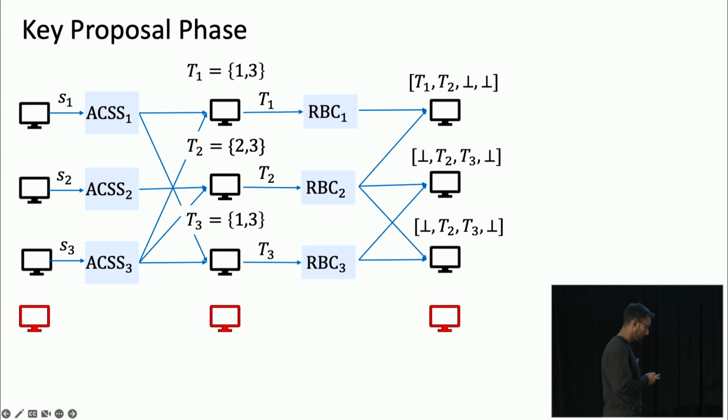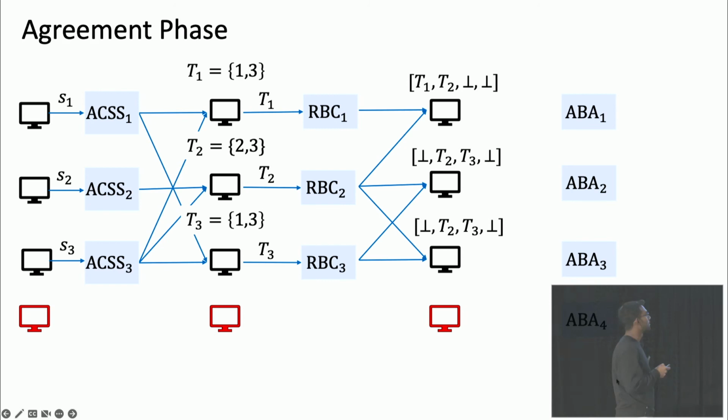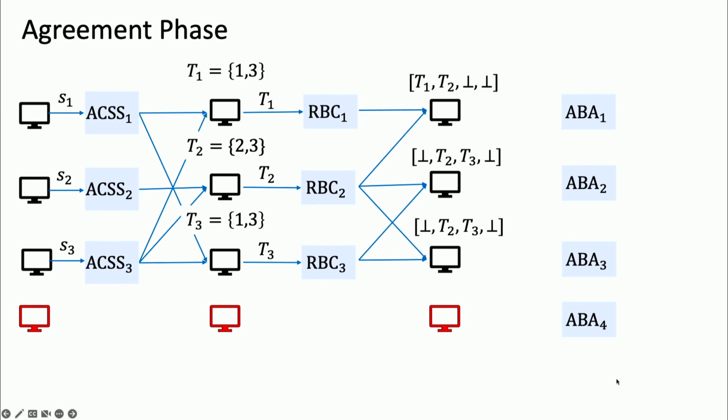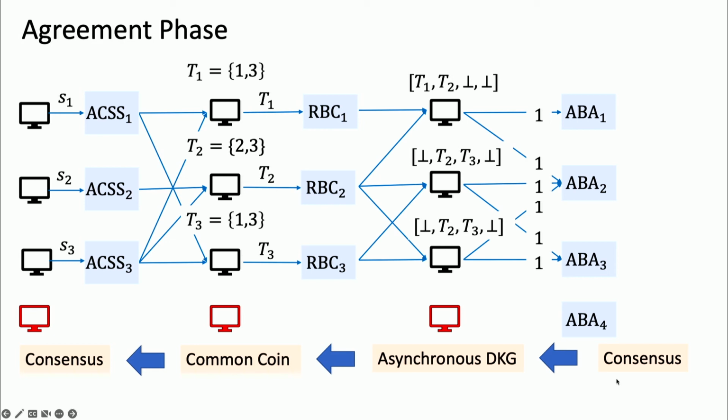So the next step is to run consensus. What we do is run n parallel binary consensus instances. So we'll start ABA1, ABA2, ABA3, and ABA4. Each node will input 1 to the ABAs where the reliable broadcast terminated. So node 1 inputs 1 to ABA1 and ABA2. Node 2 will input 1 to ABA2 and ABA3. Similarly, node 3 will do the same. But I'm cheating here because I cannot run the asynchronous binary agreement protocol, because we don't have a common coin yet. And recall this is the circularity issue, so we have to address this.